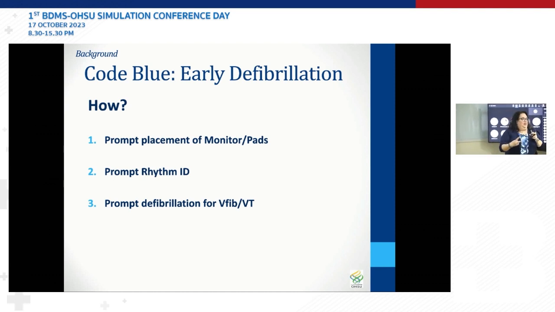The second one is identifying the rhythm, right? If they're asystole, they don't need to be defibrillated. That's not going to help. And then once you've decided that they do need defibrillation, do you do it quickly? In real codes, I've always been shocked that sometimes it's VFib and everybody's waiting. I'm like, defibrillate, what are we waiting for, right?